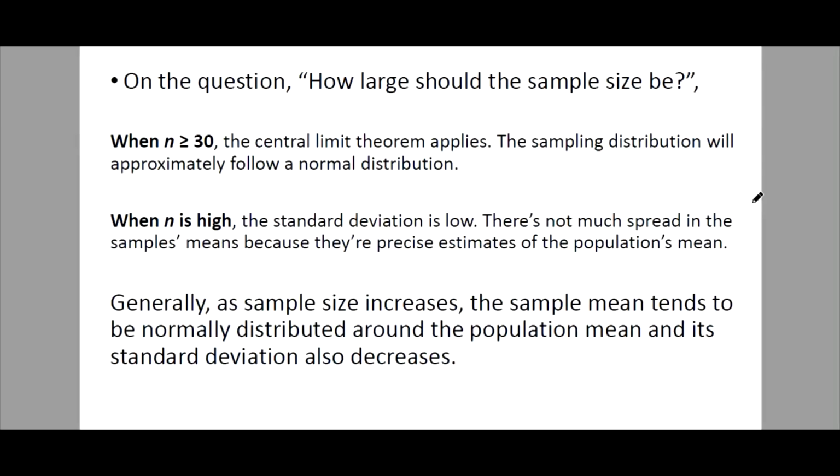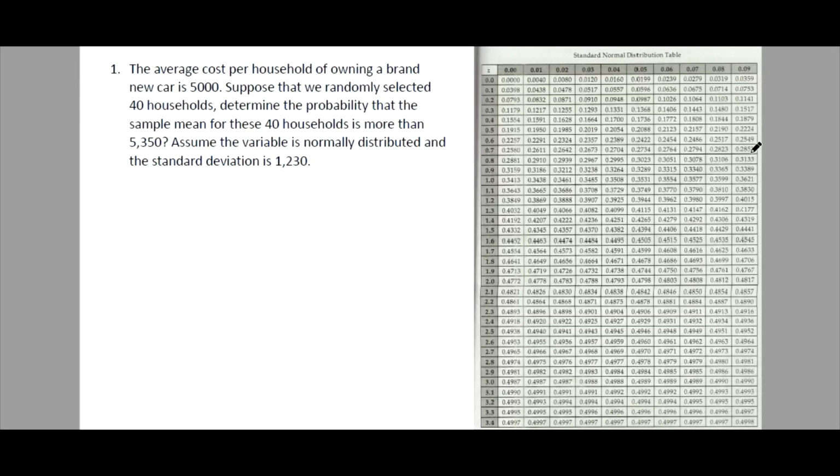Now, how large should the sample size be? When n is greater than or equal to 30, the central limit theorem applies. The sampling distribution will approximately follow a normal distribution. When n is high, the standard deviation is low. There's not much spread in the sample means because they are precise estimates of the population mean. Generally, as sample size increases, the sample mean tends to be normally distributed around the population mean and its standard deviation also decreases. Now let's solve some problems.